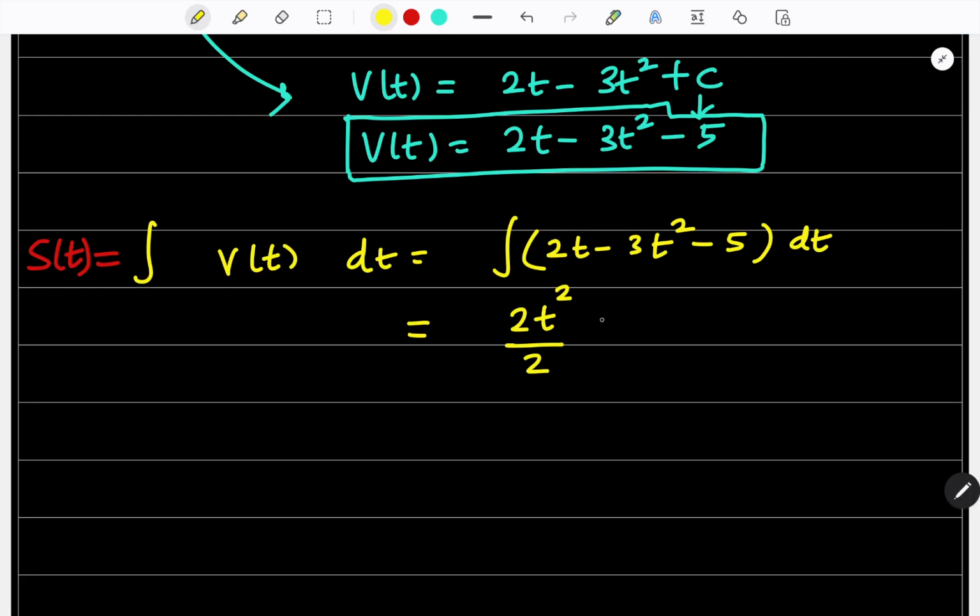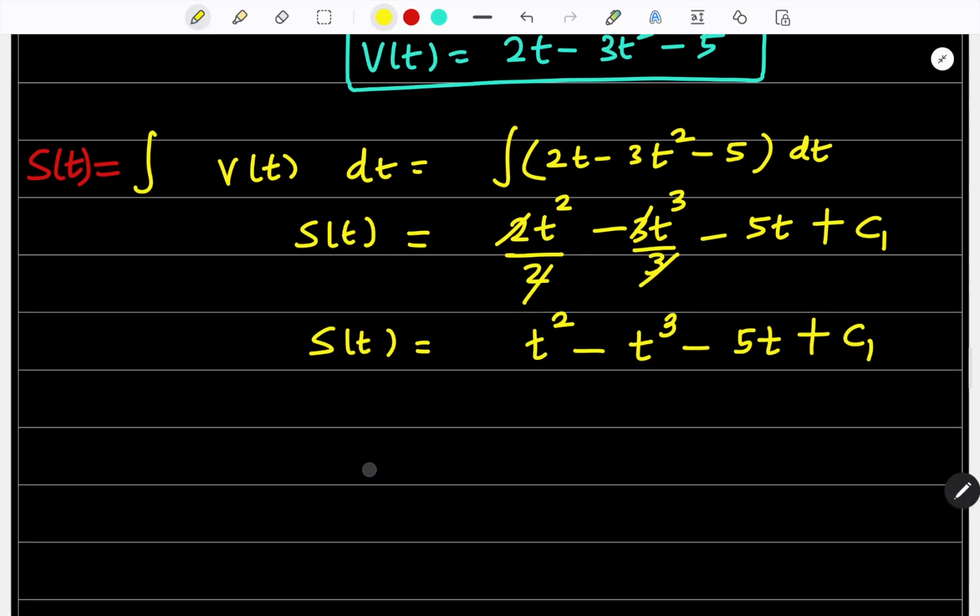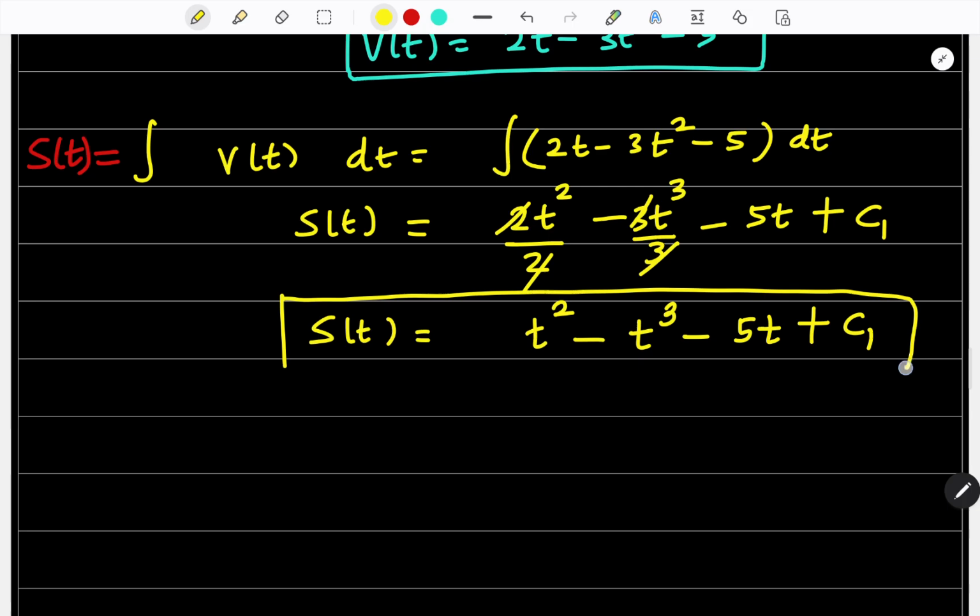So this equals, what is the integration of this one? Power 2 by 2. What is the integration of this one? Power 3 by power 3. What is the integration of the constant? 5t. Plus again, let me add c1 now, because you will get confused. I'll put c1. Okay, right. So this is your S of t. So S of t is equal to, 2 gets cancelled, t square, minus, 3 gets cancelled, t cube, minus 5t plus c1. This is my S of t.